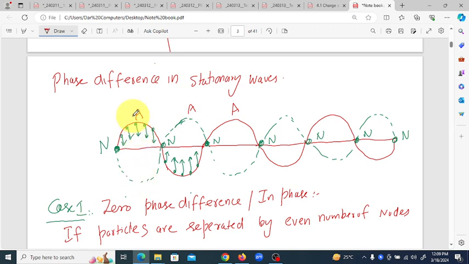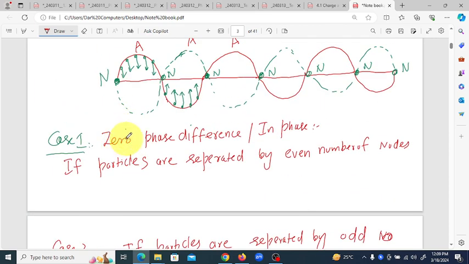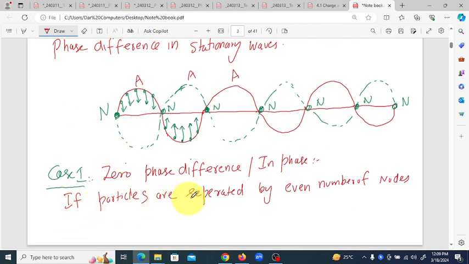Okay. So we can find the phase relationship, the phase difference, between any 2 particles. The simple formula is, we have 2 formulas. One is if particles are separated by an even number of nodes. If any two particles are separated by an even number of nodes between them, then their phase difference will be 0. They have no phase difference. The particles are in phase.